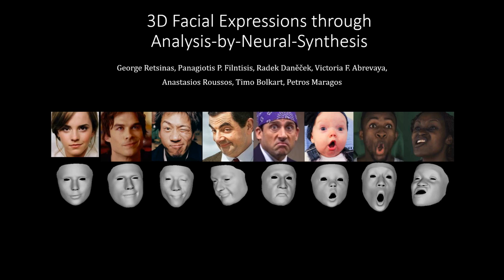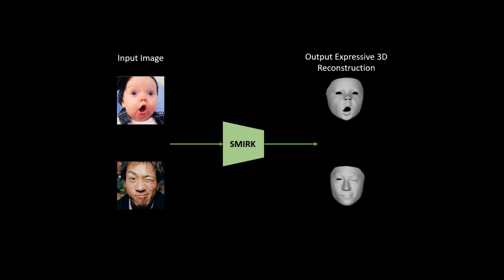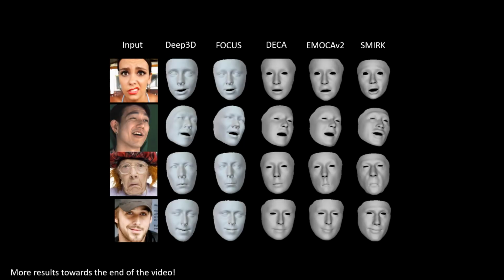We present SMIRK, a method for faithful reconstruction of expressive 3D faces. Given an image of an expressive face, SMIRK is able to reconstruct the 3D face mesh geometry with faithfulness on the facial expression. SMIRK is able to capture subtle, extreme, and asymmetric expressions which previous methods are not able to detect.